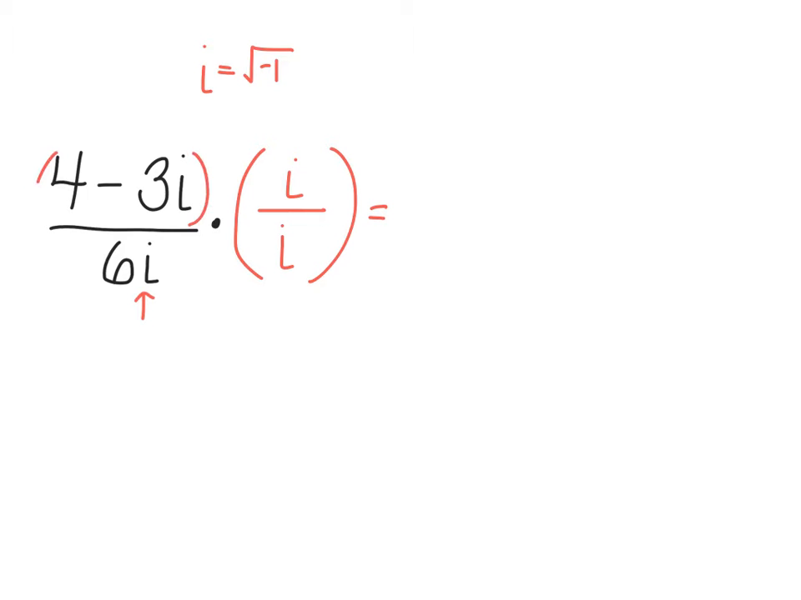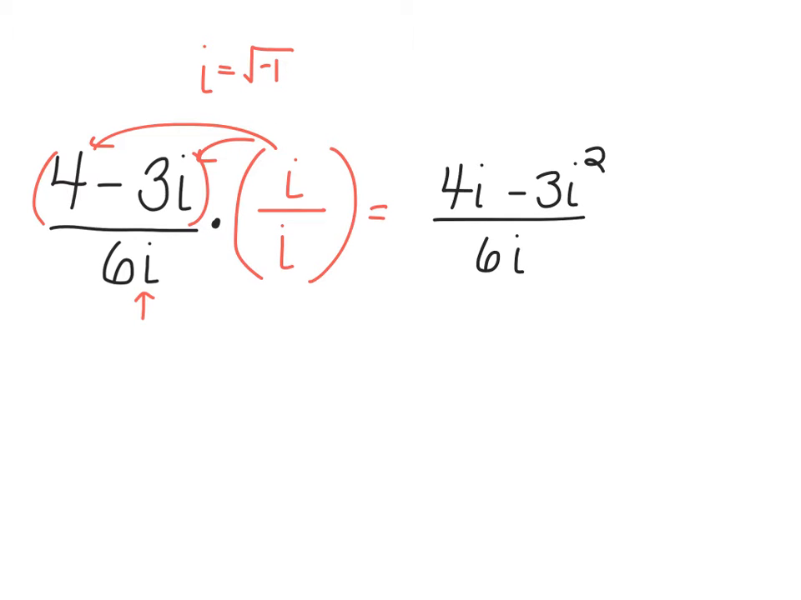So what I end up doing is distributing on the top gives me 4i minus 3i squared, and on the bottom I get 6i squared because i times i is i squared. Now anywhere I have an i squared, I'm going to replace that with -1, and now I'm going to clean this up.